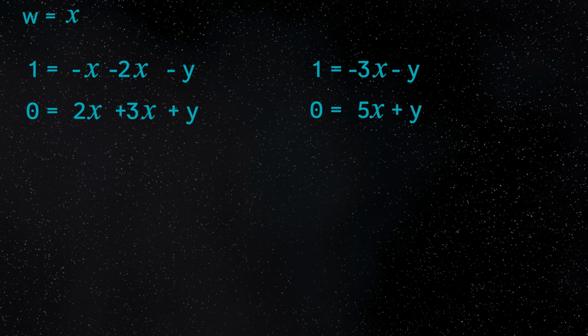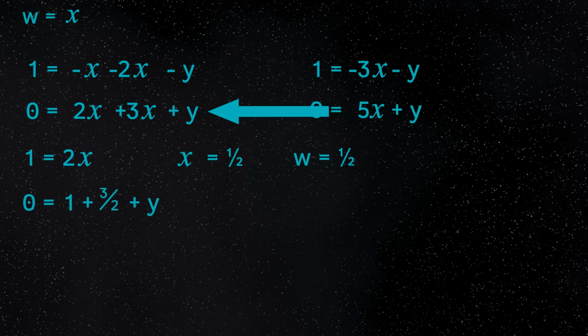Again, we can solve these as simultaneous equations, and by adding the equations together it gives us 1 equals 2x. So therefore x is a half, and because x and w are the same, w is a half. Substituting these values into this equation, we get 0 equals 1 plus 3 over 2 plus y. So y is minus 1 minus 3 over 2, so y is minus 5 over 2.